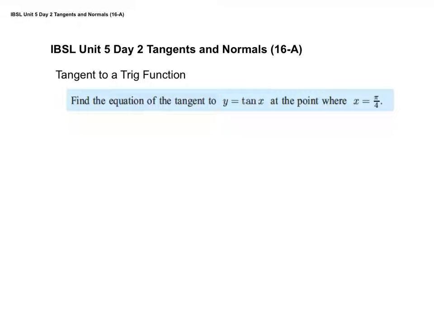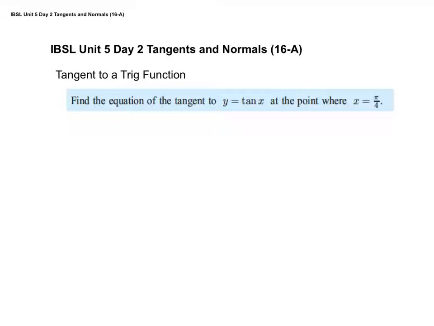All right, so here, a couple other examples of the tangent line. Remember, we got a number of different derivatives. We should be able to do this stuff regardless of what kind of function we have. We could have the quotient rule, product rule, chain rule. We could have trig functions, okay? Here, we want the equation of the tangent to y equals tangent of x at the point where x equals pi over 4.